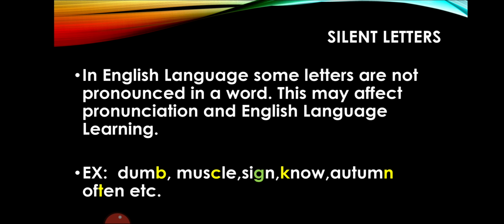And the next problem is English has silent letters. In English language, some letters are not pronounced in a word. This may affect pronunciation and English language learning too. For example, if you take the word down, B is silent. In muzzle, C is silent. In the word sign, G is silent. In the word no, K is silent. In the word autumn, N is silent. And in the word often, T is silent.